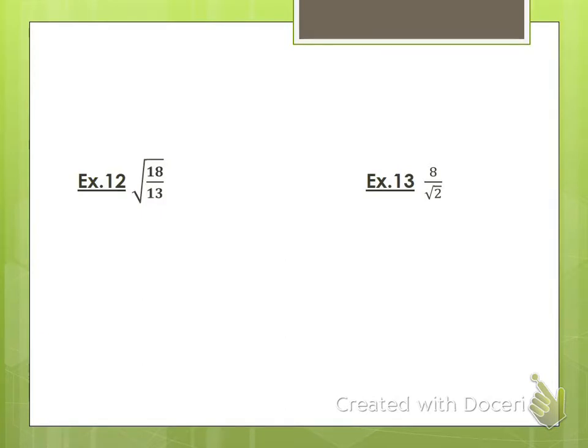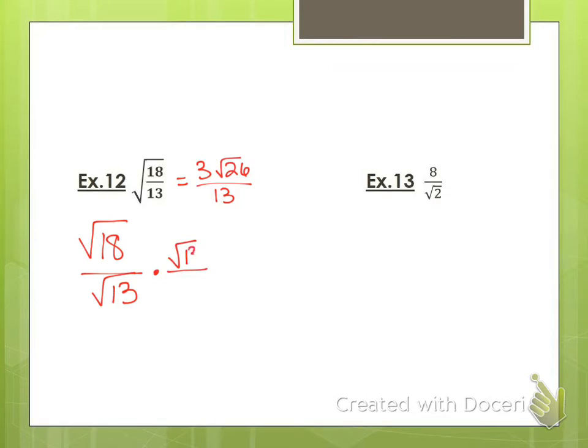Anybody get an answer for 12? We're not sure. Brianna, what'd you get? 3 root 26 over 13. Anybody else get that one? Okay. So, to show some work for that, just in case you hadn't quite gotten there or simplified it fully, to rationalize, we multiply top and bottom by radical 13.